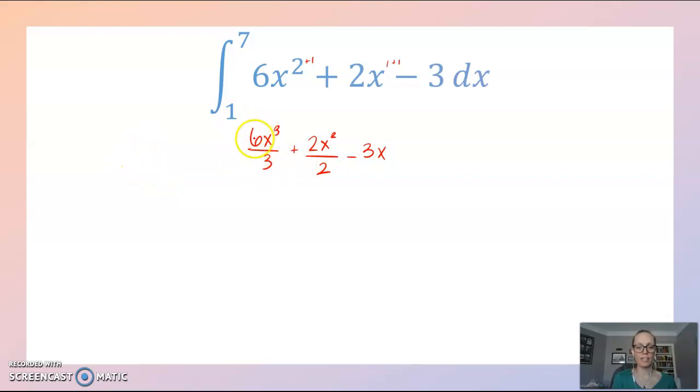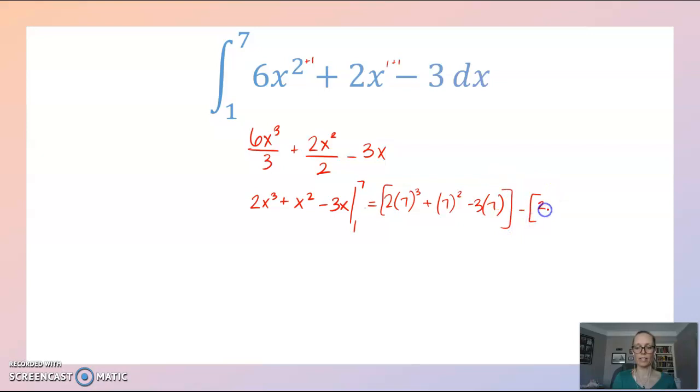So I'm going to simplify here. 6 divided by 3 gives me 2x to the third. And 2 divided by 2, of course, gives me x squared, minus 3x. This is often notated with a straight line here, where you write the lower bound at the bottom and the upper bound at the top. And this is just saying that I'm going to evaluate this function here, my antiderivative, at 7 and at 1. So starting with 7, I'm going to plug 7 in for x, minus 3 times 7. And then I'm going to evaluate my function at 1. So I'm going to plug in 1 for x. So I have 2 times 1 cubed plus 1 squared minus 3 times 1.